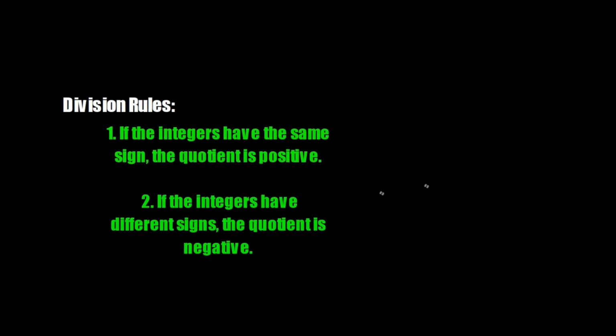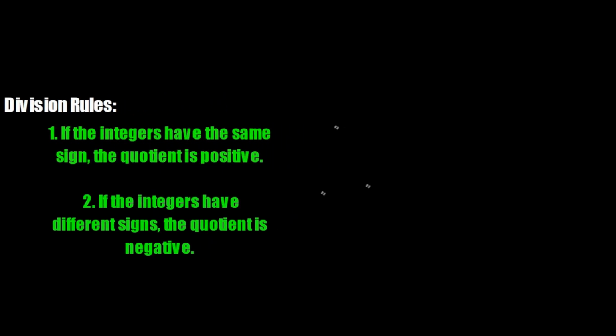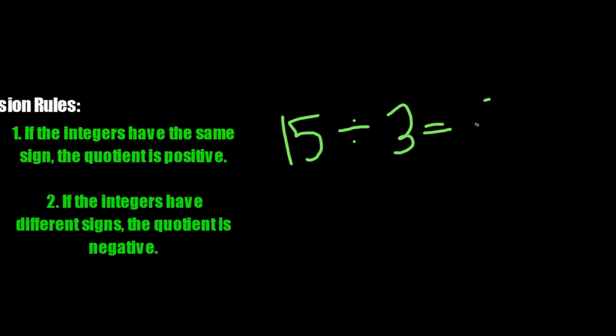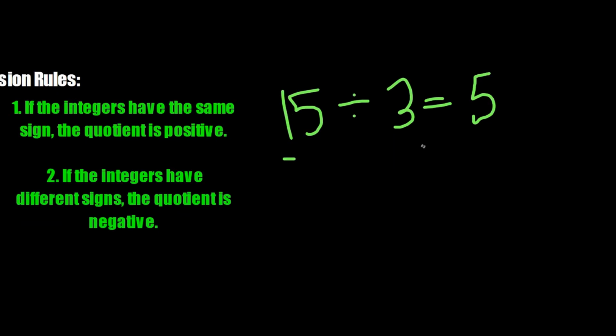So let's look at some examples. Let's say 15 divided by 3. They're both positive, so the answer is going to be positive, which is going to give us 5. Now let's say we have negative 20 divided by negative 4. Both of them have the same sign, so that means the quotient will be positive. So negative 20 divided by negative 4 is going to give us 5.